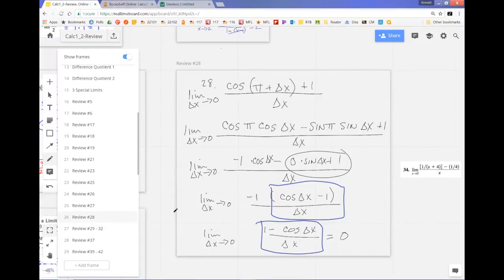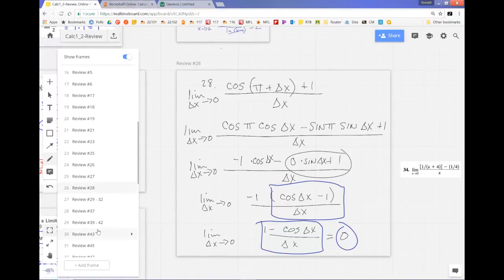Okay, and that's equal to 0. And what's negative 1 times 0? 0. So anyway, that was one of those based on trig identities. Again, one of the reasons, I don't know why I'm doing this, but I'm going to let you use that page from your book. Okay, that was 28.